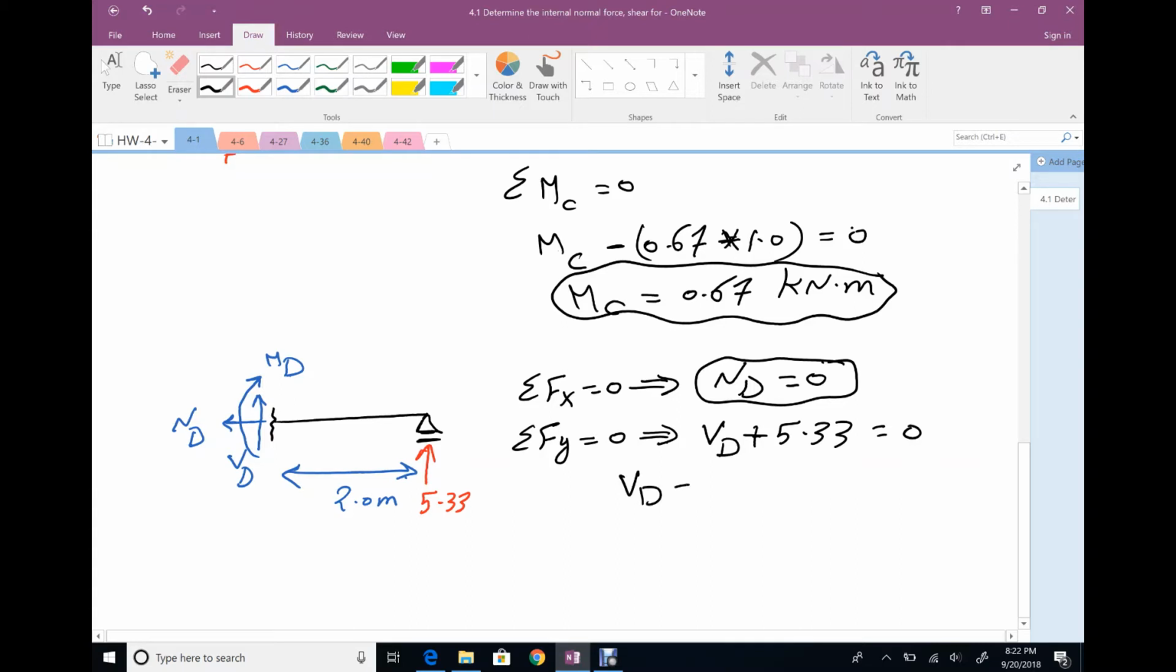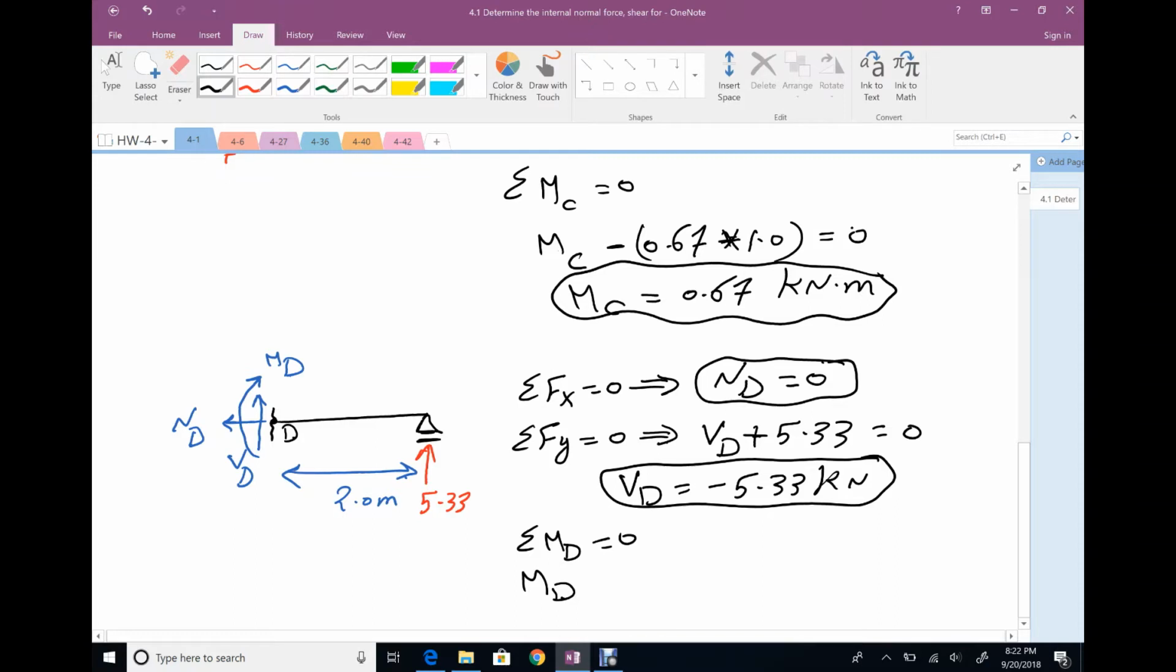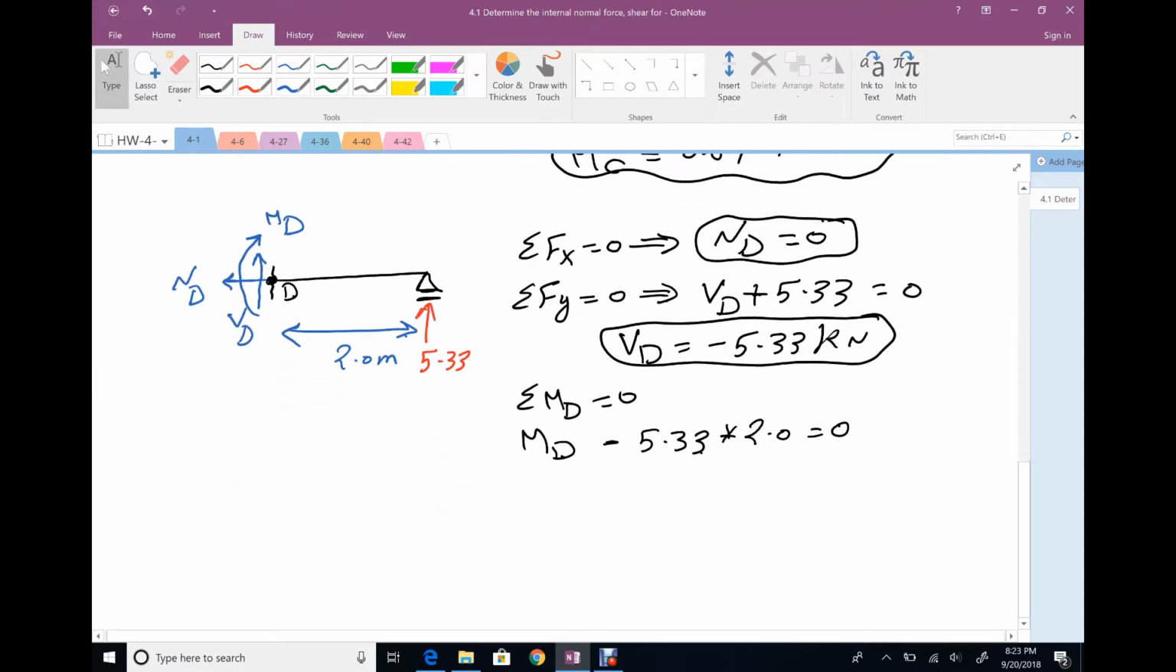So your shear will be negative 5.33 kilonewton. Negative means your assumption is not correct. Should be down. Summation moment at D equals 0. Here is point D. So we have MD. ND and VD will be cancelled when taking moment at point D. Also, we have negative 5.33 times 2 equals 0. The only unknown is MD.